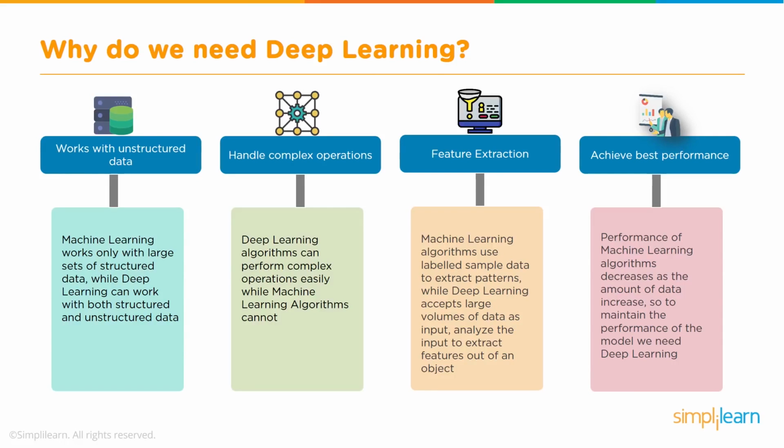And deep learning can handle complex operations. The other difference between traditional machine learning and deep learning is that the feature extraction happens pretty much automatically. In traditional machine learning, feature engineering is done manually. We data scientists have to do feature engineering, feature extraction. But in deep learning, that happens automatically. And of course, for large amounts of complicated unstructured data, deep learning gives very good performance.